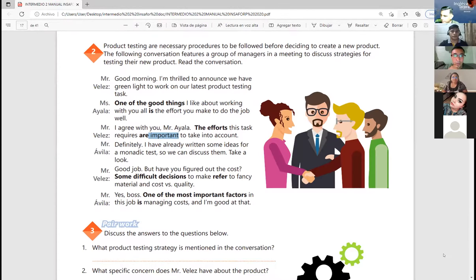Okay. Good morning. I'm thrilled to announce we have green light to work on our latest product testing task. One of the good things I like about working with you all is the effort you make to do the job well. I agree with you, Mr. Ayala. The effort this task requires is important to take into account. Definitely. I have already written some ideas for a monadic test, so we can discuss them. Take a look. Good job. But have you figured out the cost? Some difficult decisions to make refer to funding, materials, and cost versus quality. Yes, boss. One of the most important factors in this job is managing costs, and I'm good at that.